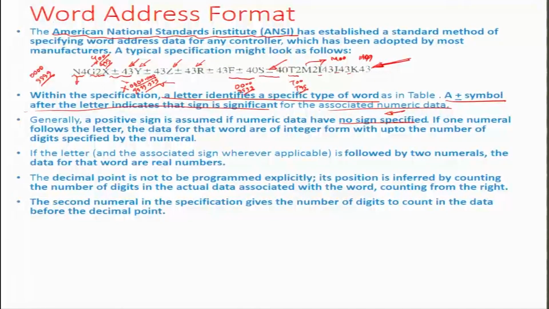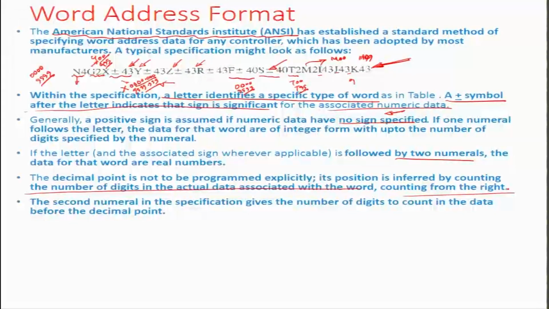So if one numeral follows the letter, the data for that word are of integer form with up to the number of digits specified by the numeral. I've already shown you the controller capability. If the letter is followed by 2 numerals, the data for that word are real numbers. The decimal points are not programmed explicitly. Its position is inferred by counting the number of digits in the actual data associated with the word, counting from the right.